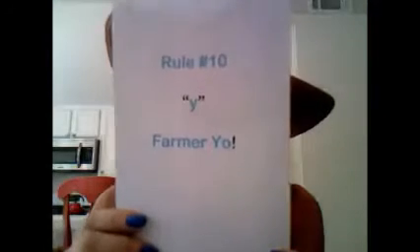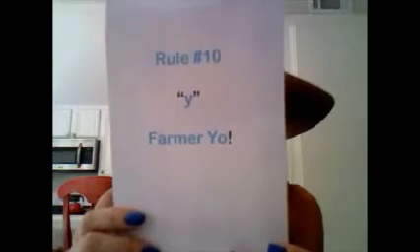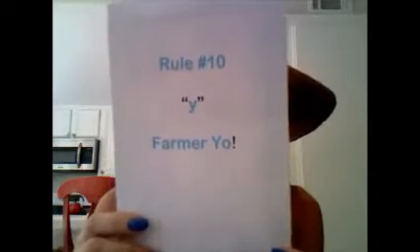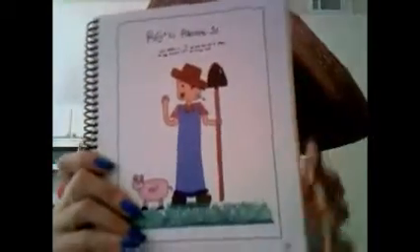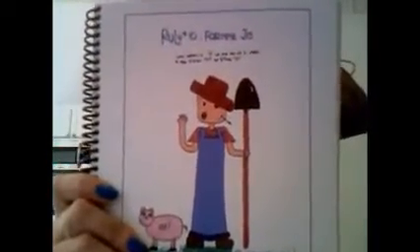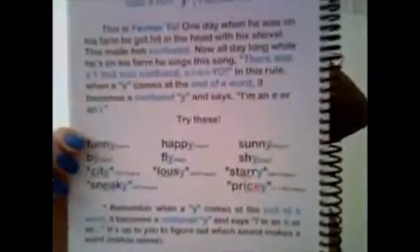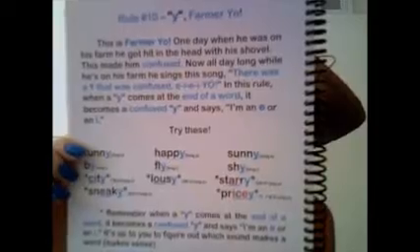So when there's a Y at the end of a word, it says I'm an E or I'm an I. It doesn't say ya anymore. So it's a confused Y. Here it is in the reading rules book. There's Farmer Yo. And at the end of a word, there's the page of instructions. Farmer Yo says I'm an E or I'm an I.